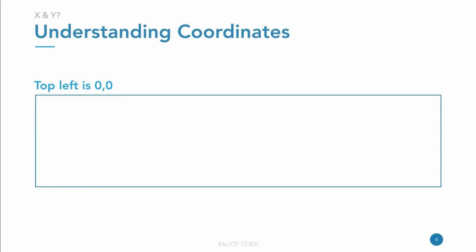So what we need to do is we need to tell it where to load, and we do that using coordinates. An X coordinate and a Y coordinate. So the X coordinate will tell it how far to the right we want it to move, and the Y coordinate will tell it how far down we want it to load on screen.